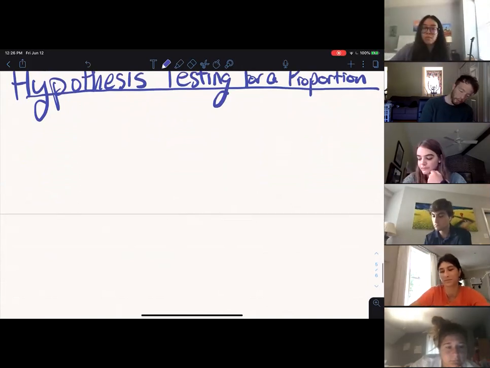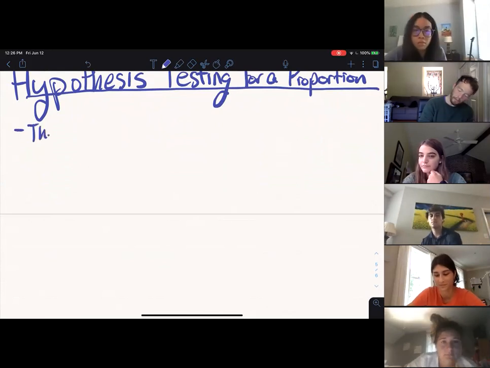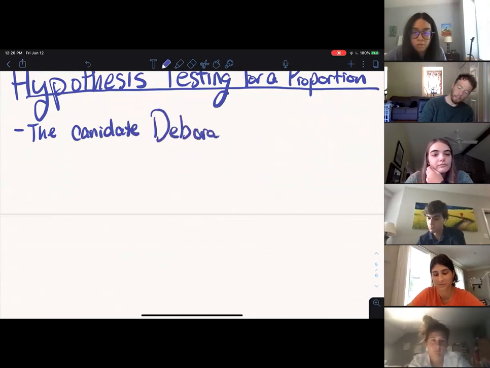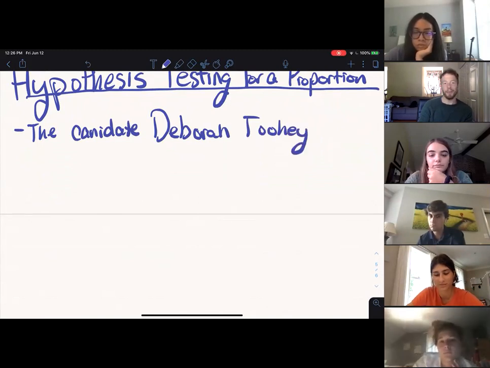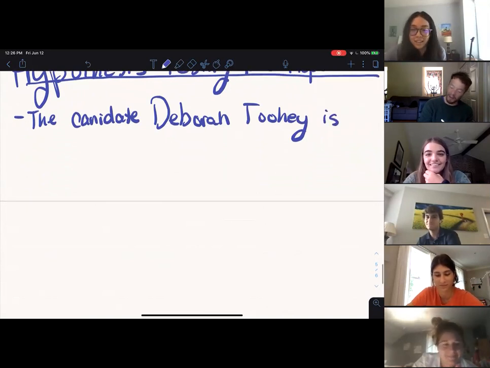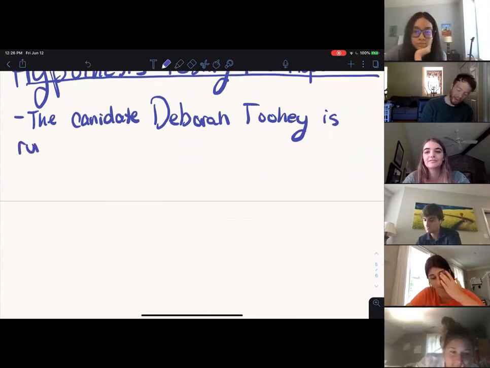So we have another example. Let's go ahead and write out the candidate, Deborah Toohey, which, by the way, I stole this example from a book, and I have no idea if this is an actual candidate. So maybe somebody Google it for me and let me know. This person might be made up, but whether or not she is running for Congress.